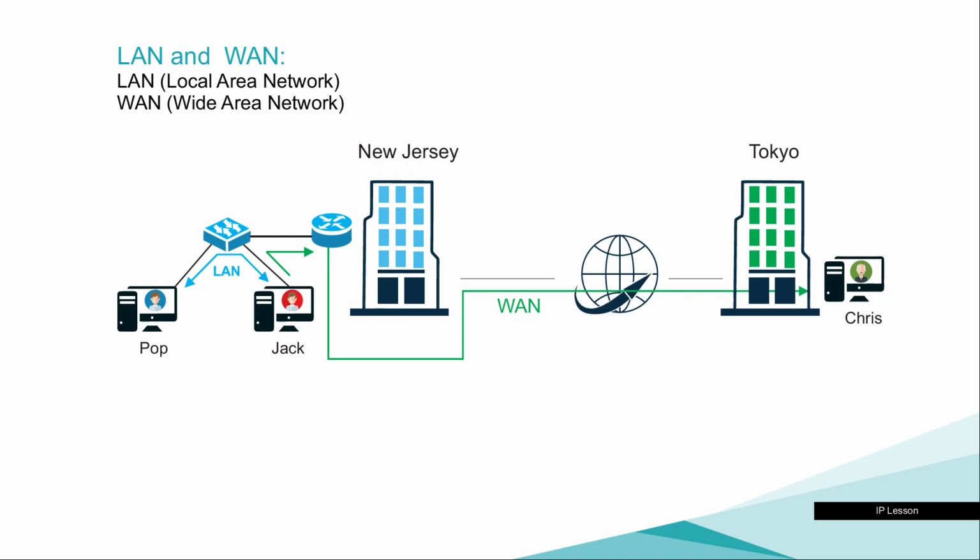Also, as we can see, there is a connection between the New Jersey branch and the Tokyo branch. So when Jack sends data to Chris, this type of network is called WAN. The WAN is the outside network provided by a company called an ISP, the internet service provider, which provides internet for users and also provides connectivity between branches. The ISP network is not controlled by us, and we will not have any idea how many devices or routers are in this network. So this is called the WAN connection.